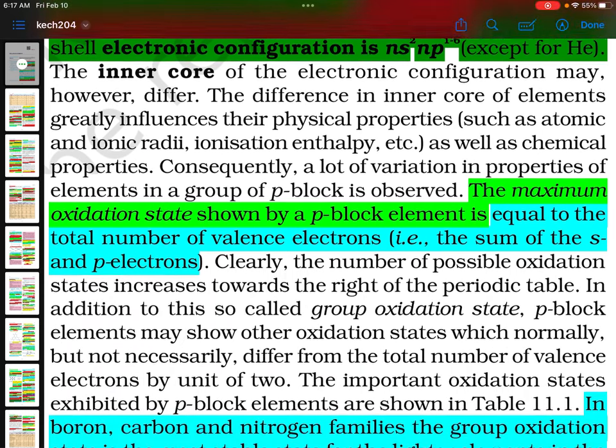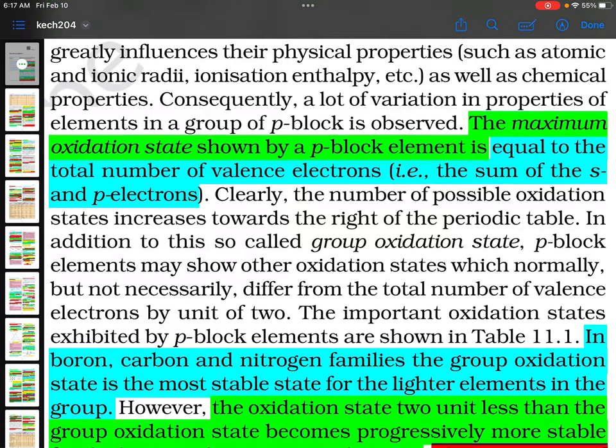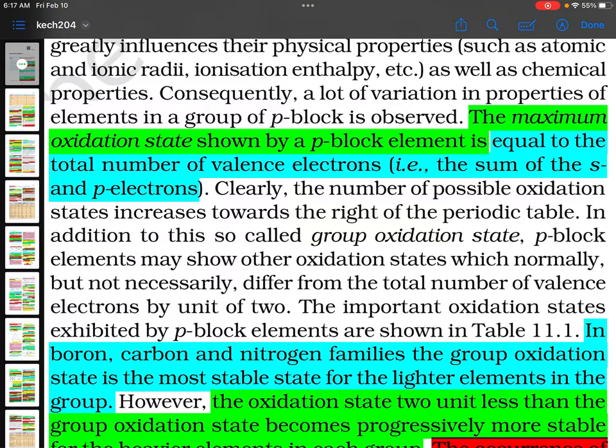The maximum oxidation state shown by a p block element is equal to the number of valence electrons, that is the sum of the s and p electrons. For example, sulfur 6, chlorine 7, phosphorus 5, like that.